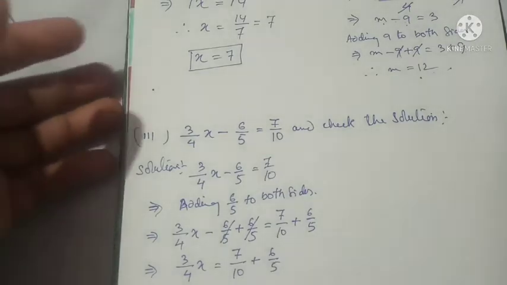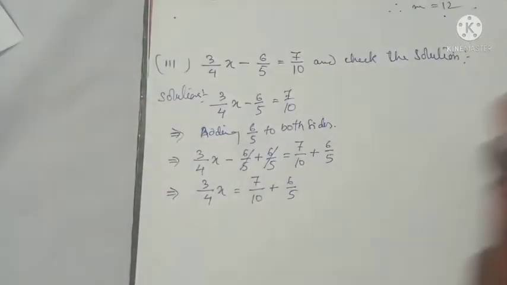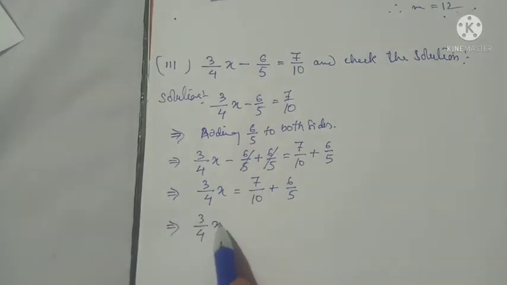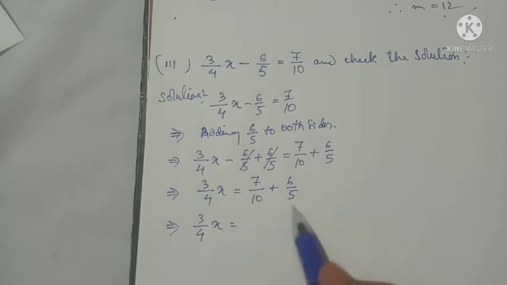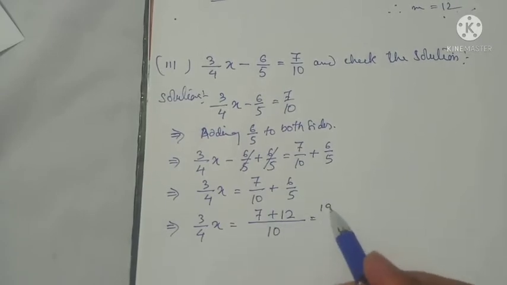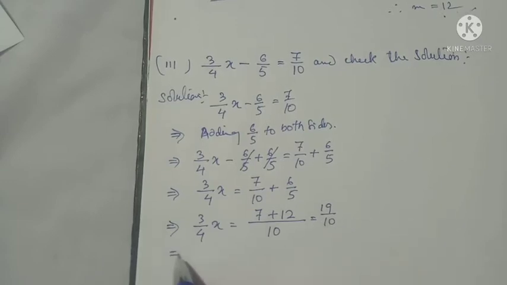Now we have to take the LCM for the right hand side to get the answer. Here comes 3 by 4 x, which will remain unchanged. Here, if you take the LCM of this, the LCM is 10. Then 7, and this will be 12. The answer will be 19 by 10. Here comes 3 by 4 x, and in the right hand side we have 19 by 10.